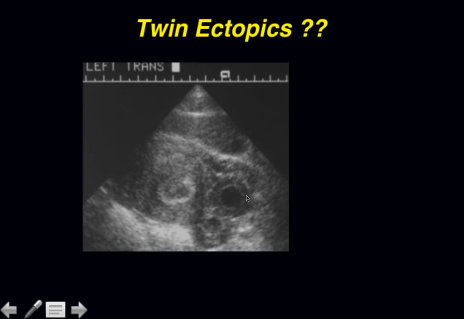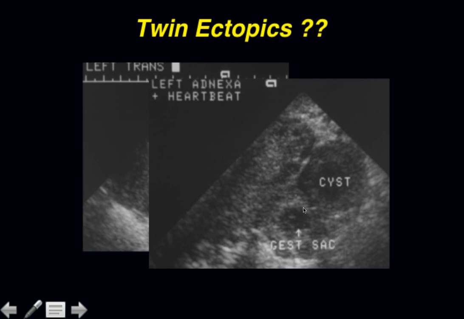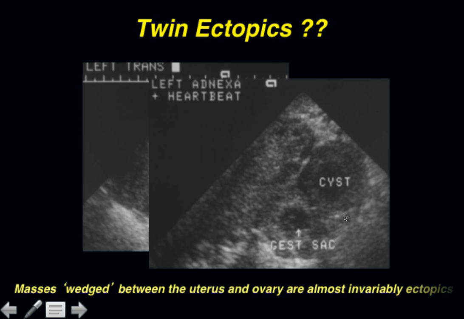Here we see a patient with two adnexal rings. Could she have twin ectopics? Indeed, twin ectopics exist. Even triplet ectopics have been reported. So, when we examine the patient endovaginally, we can see that this is a corpus luteum, and this is a lesion that has a brighter rim and also has a little yolk sac within it. So here is our ectopic pregnancy. Now, I want to make a statement that anytime you find a mass wedged between the ovary and the uterus, it is almost invariably an ectopic pregnancy.